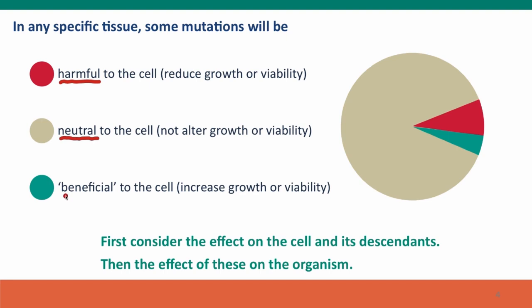Finally, some mutations may be beneficial to the cell. They'll increase the cell's ability to grow, to exploit the resources that are around it, or allow it to stay alive under conditions when cells around it are dying. So first we're going to consider the effect of these mutations on the cell and its descendants, and then we're going to consider how these effects translate into effects on the organism.